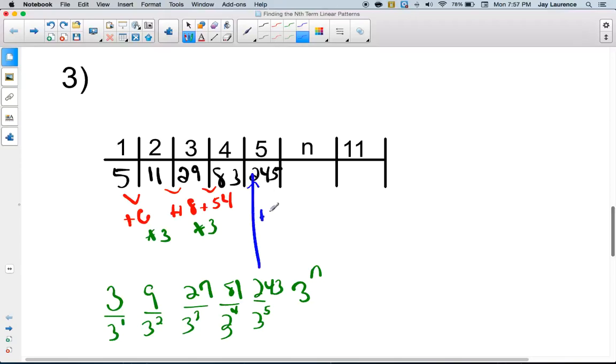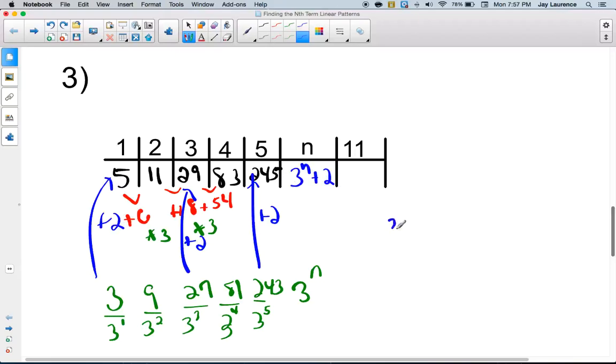Again, how do I turn the green ones into the black ones? Looks like I'm going to add 2. 27 to 29, I'm adding 2. 3 into 5, I'm adding 2. So the formula here is going to be 3 to the power of n, and we're going to add 2.